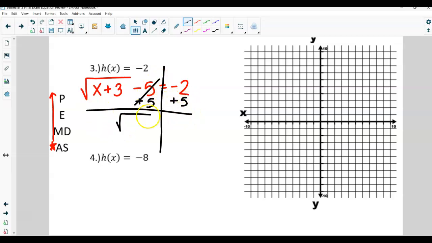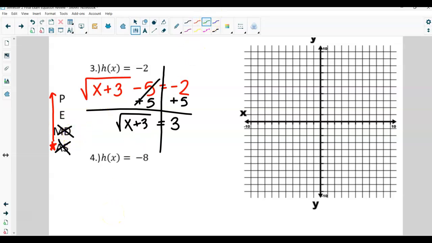So we get the square root of x plus 3 equals +3. Now we do have that +3 under the square root. However, it's trapped by the square root. We can't access it until we get that square root taken care of. So for now, our addition and subtraction is done. There's no multiplication or division happening outside of the square root, so that is done. And now we move to exponents.